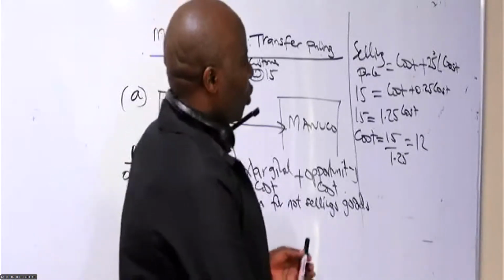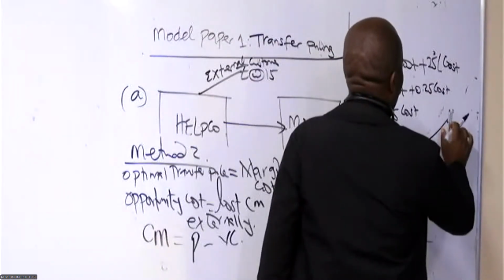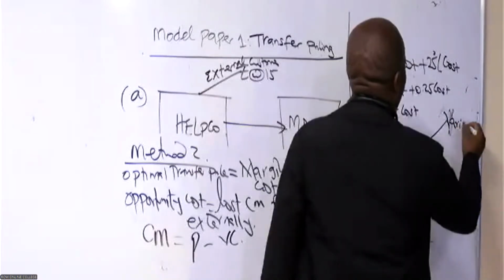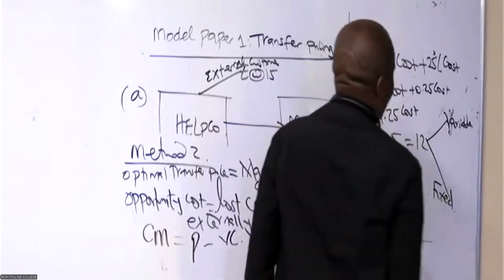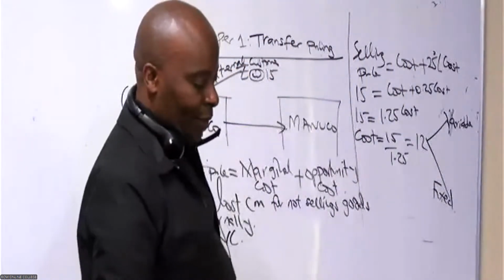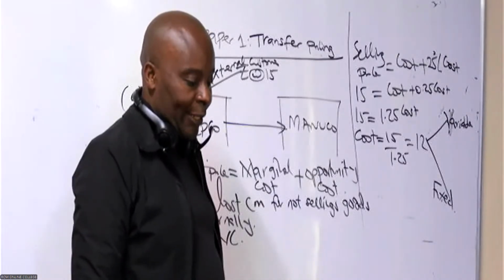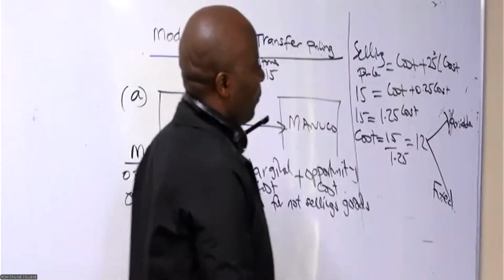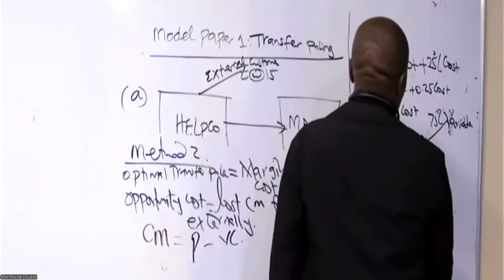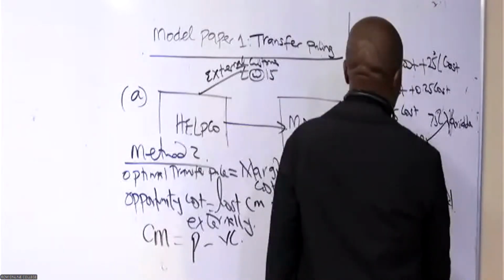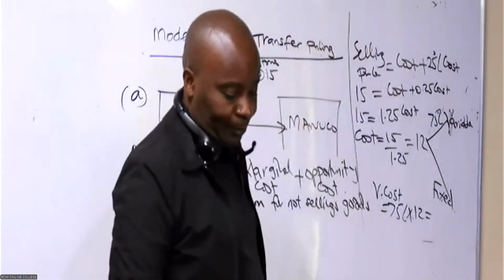Out of these 12, they are telling us that a certain percentage is variable and a certain percentage is fixed. Variable is what percentage? 75%. So can you kindly give me 75% of these 12? Variable cost is 75% of the 12.